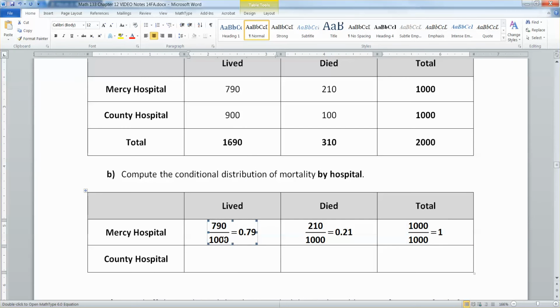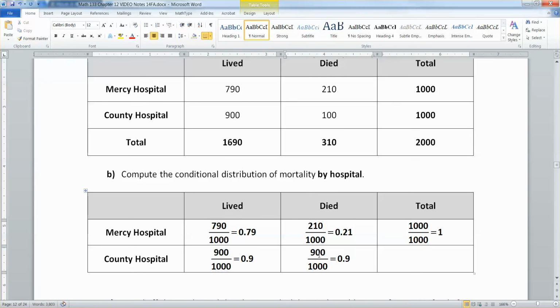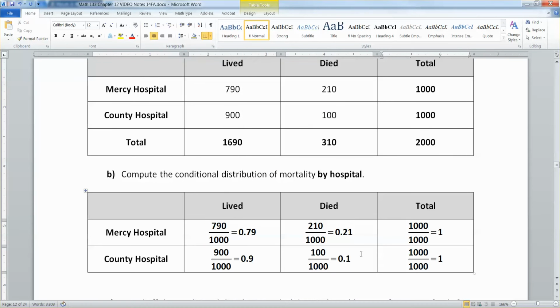Then for County Hospital, you do the same thing. You say, okay, 900 survived in County Hospital, which gives you 0.90. And then 100 died, which gives you 0.1. And in the end, you have 1,000.